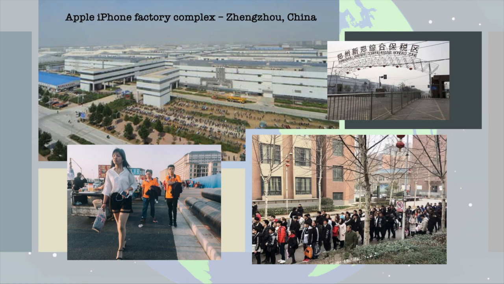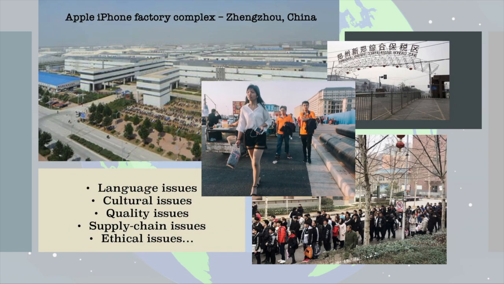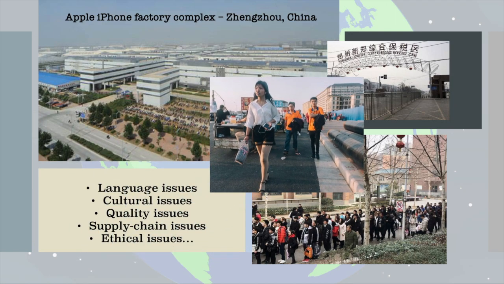One is that there are language issues. You need people who speak the same language. There can be cultural issues as well. Sometimes quality issues. You might not make as high quality a product. There are supply chain issues.